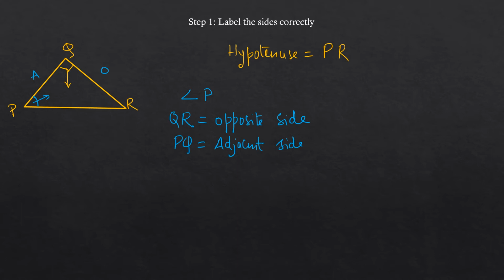Next one, let's consider this angle R. For angle R, if I draw an arrow there, see where this arrow is facing. This arrow is facing PQ. So PQ is going to be our opposite side. Similarly, we know PR is still the hypotenuse and QR will be our adjacent side in this case. So QR is the adjacent side.